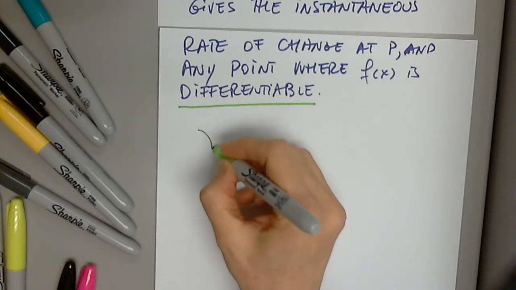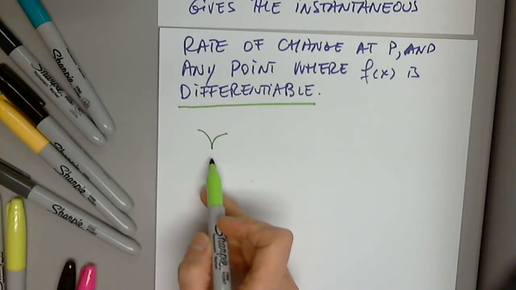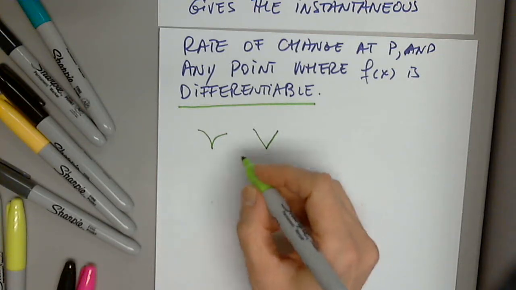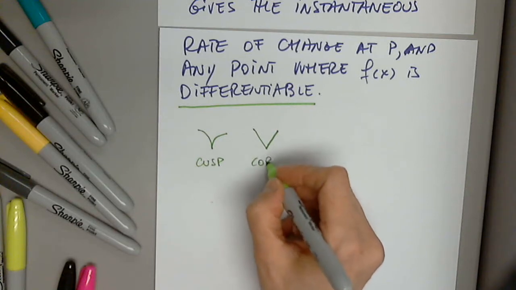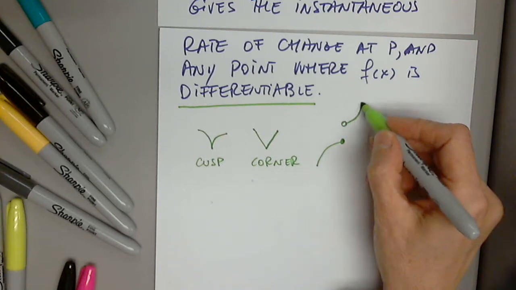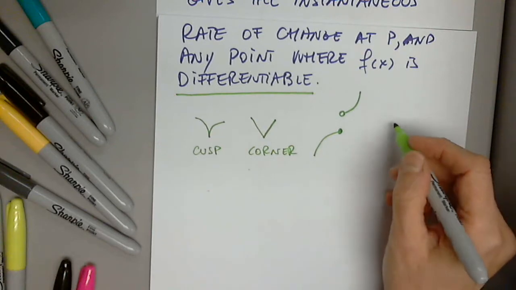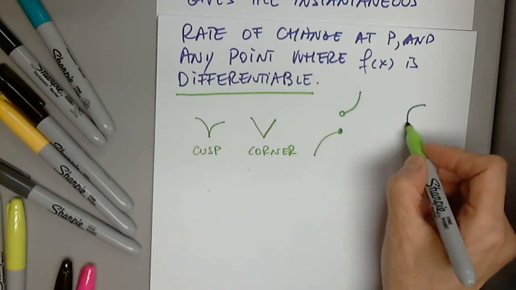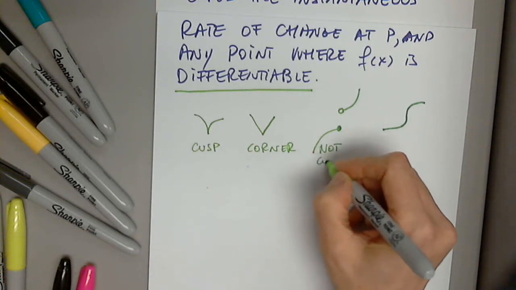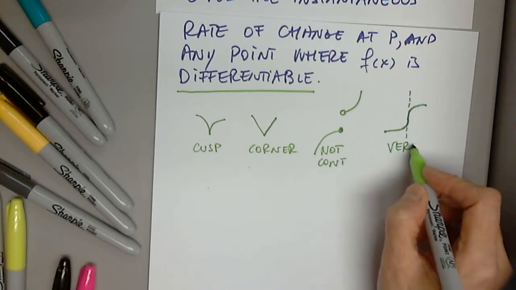So a function like this does not have a rate of change here, which means it does not have a derivative at that point. A function like this. So this is a cusp. This is a corner. So this is when the function is not continuous. And there is a fourth one. Here it is. So this is not continuous. And this is a vertical tangent.